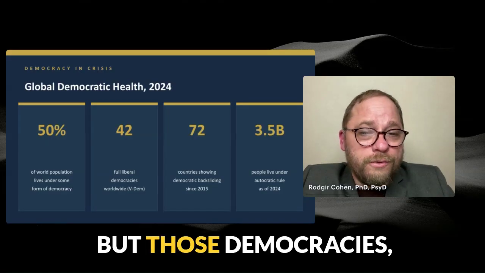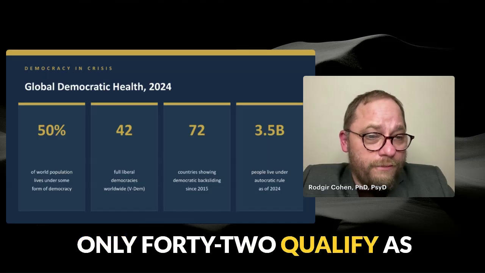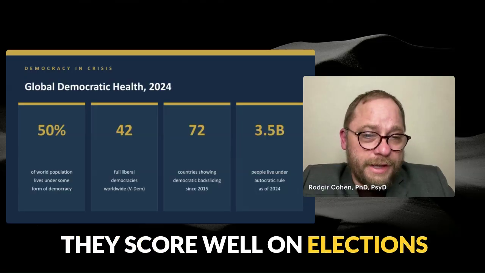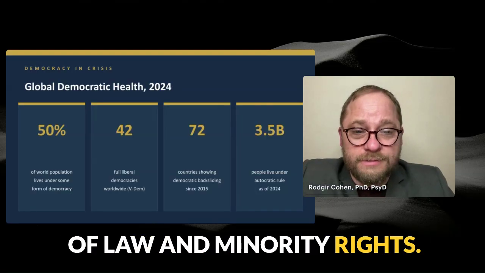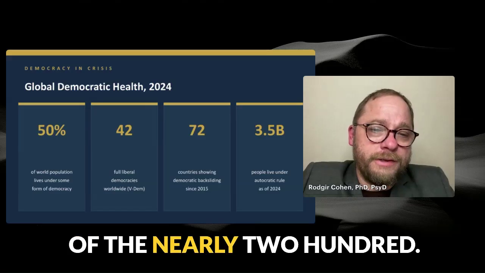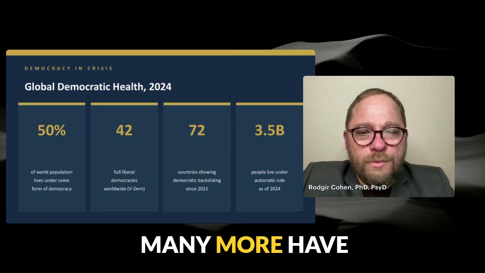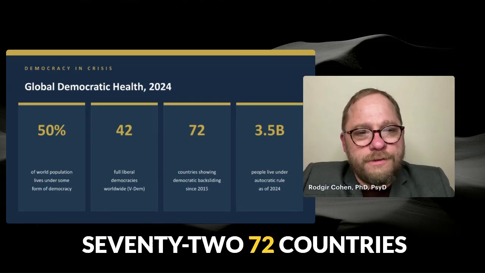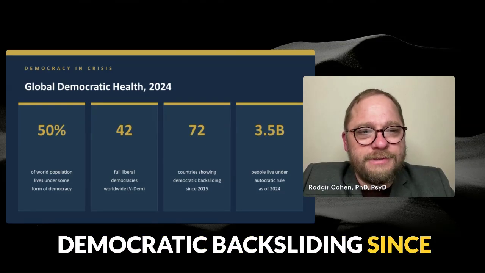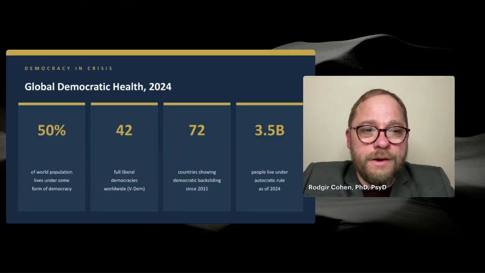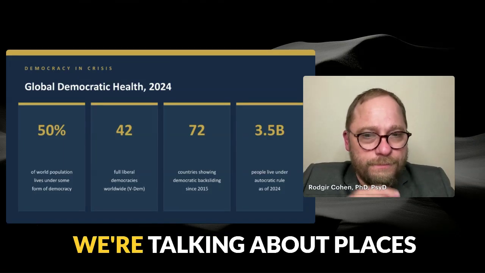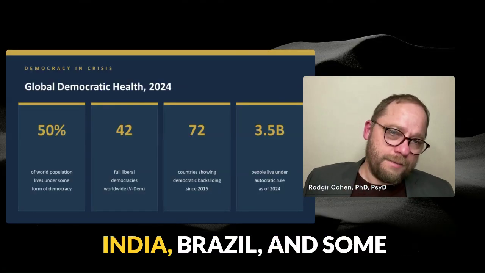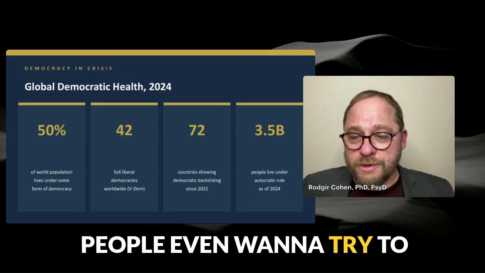42. But of those democracies, only 42 qualify as full liberal democracies by V-Dem standards, meaning they score well on elections and civil liberties and rule of law and minority rights. 42 countries out of nearly 200. It's a small club. Many more have elections without the full package of freedom. 72 countries have shown measurable democratic backsliding since 2015. It's a concerning number. We're not just talking about places that were always authoritarian. We're talking about places that were moving toward democracy and are now moving in the reverse direction: Hungary, Turkey, India, Brazil. And some people even want to try to claim the United States.